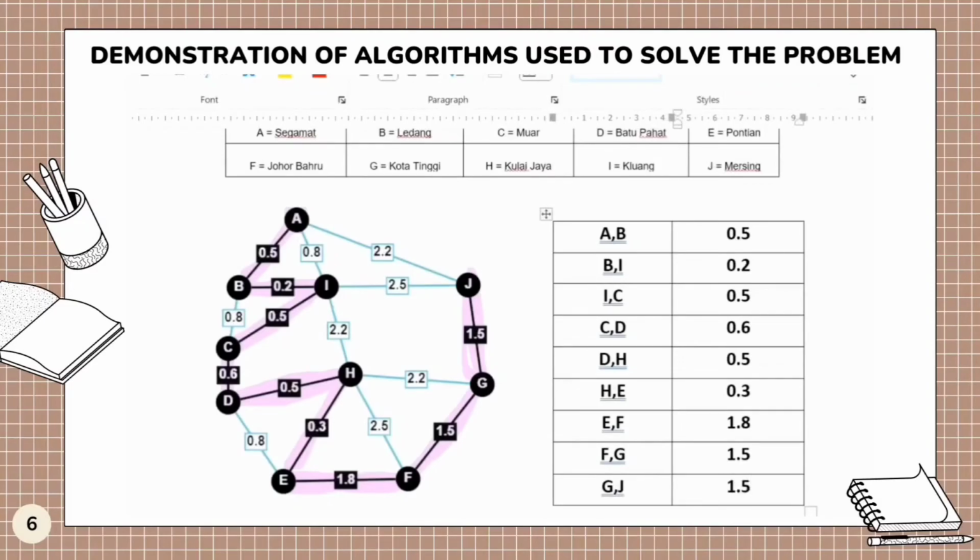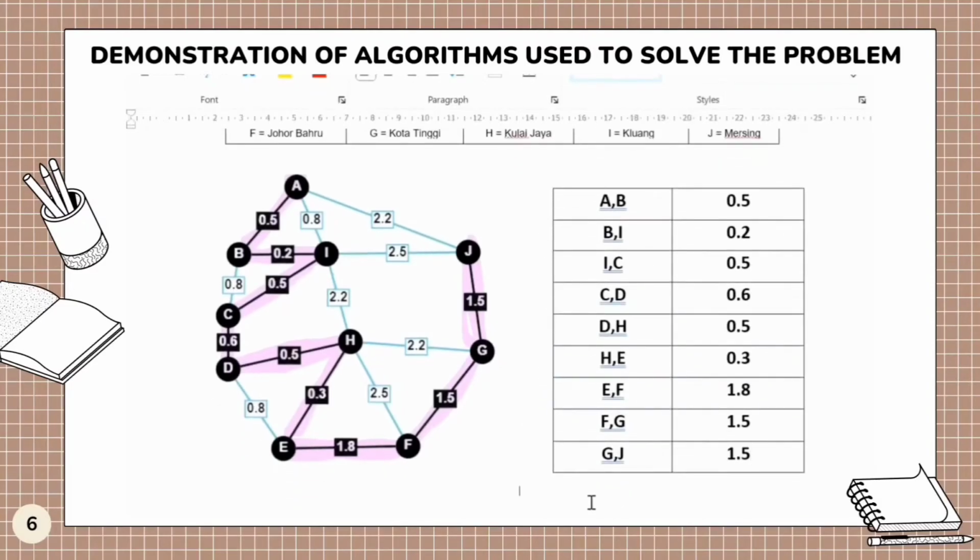So we have to total this up, which is 0.5 plus 0.2 plus 0.5 plus 0.6 plus 0.5 plus 0.3 plus 1.8 plus 1.5 and plus 1.5 again. The total spanning tree that we got is 7.4. So this is the total of the spanning tree that we got.